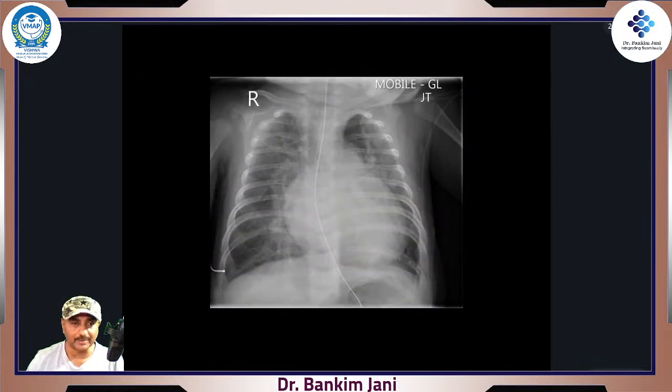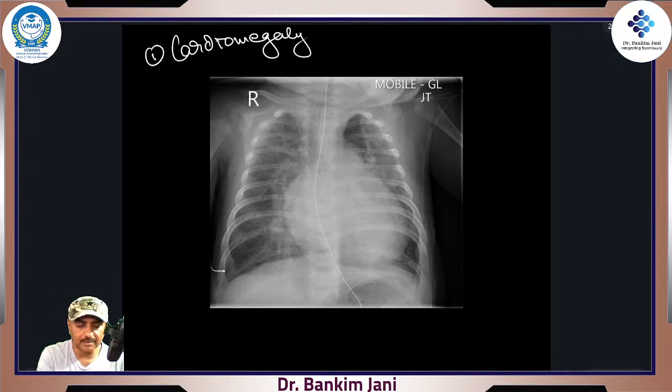Now let's see this in contrast with this one. What are the findings now? Quickly we say cardiomegaly, yes, it is there, right? So this is one, cardiomegaly is there. How about the right atrial enlargement? Okay. How about left atrium and left ventricular enlargement?